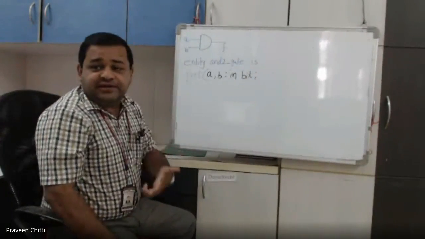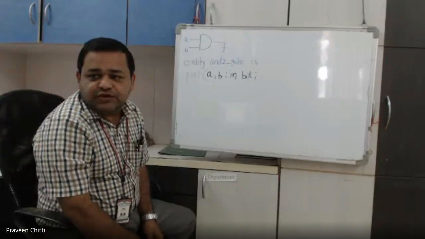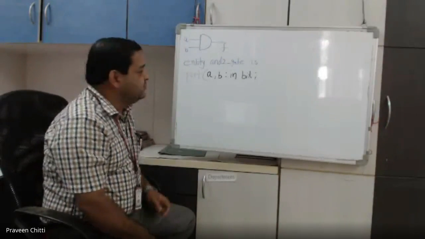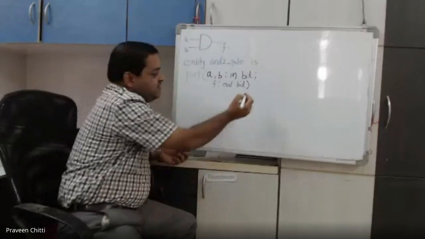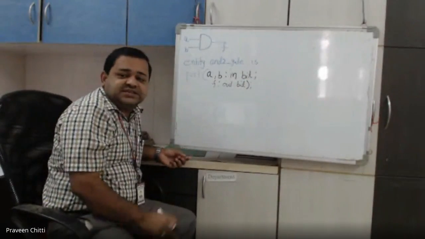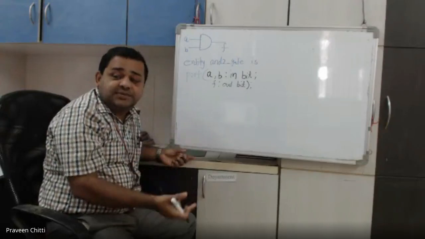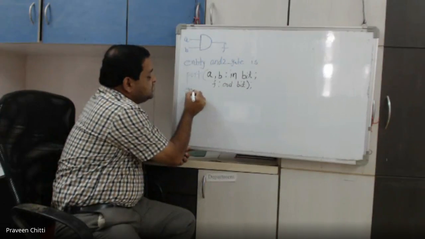If there are different types of signals you are defining, compulsorily you have to use the semicolon. And then you should write F colon out bit. You should not put the semicolon after writing the last signal. Complete the parenthesis, then put the semicolon, and then you can write the next thing.